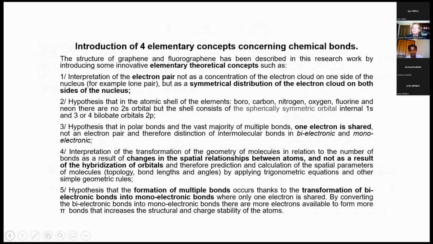Secondly, the hypothesis that in the atomic elements from boron to neon, there are not two s orbitals, but the shell consists of the spherically symmetric internal orbital 1s and three or four bilobate orbitals 2p. Thirdly, the hypothesis that in polar bonds and the majority of multiple bonds, one electron is shared, not an electron pair, and therefore a distinction of intermolecular bonds into bielectronic and monoelectronic. Fourthly, interpretation of the transformation of geometry of molecules in relation to the number of bonds as a result of changes in the spatial relationships between atoms and not as a result of the hybridization of orbitals. And last, the hypothesis that the formation of multiple bonds occurs thanks to the transformation of bielectronic bonds into monoelectronic bonds, where only one electron is shared.